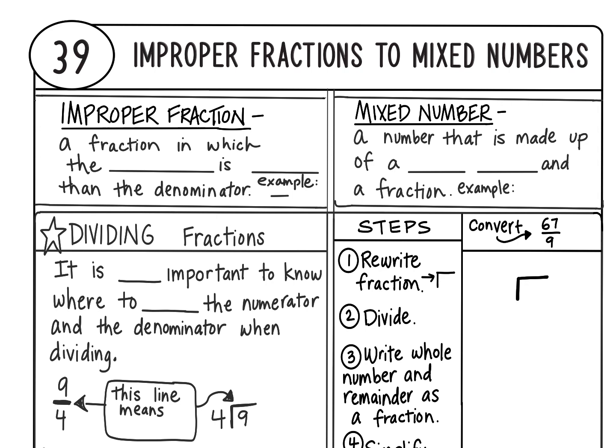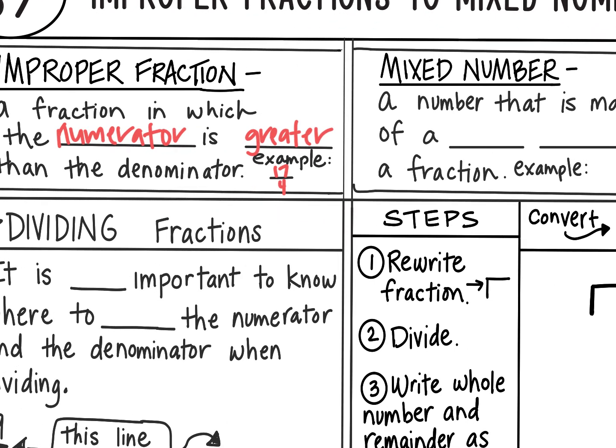Before we start, just a refresher: an improper fraction is a fraction in which the numerator is greater than the denominator. So an example might be 17/4. Anytime you have a numerator that is greater than the denominator, we call it an improper fraction.